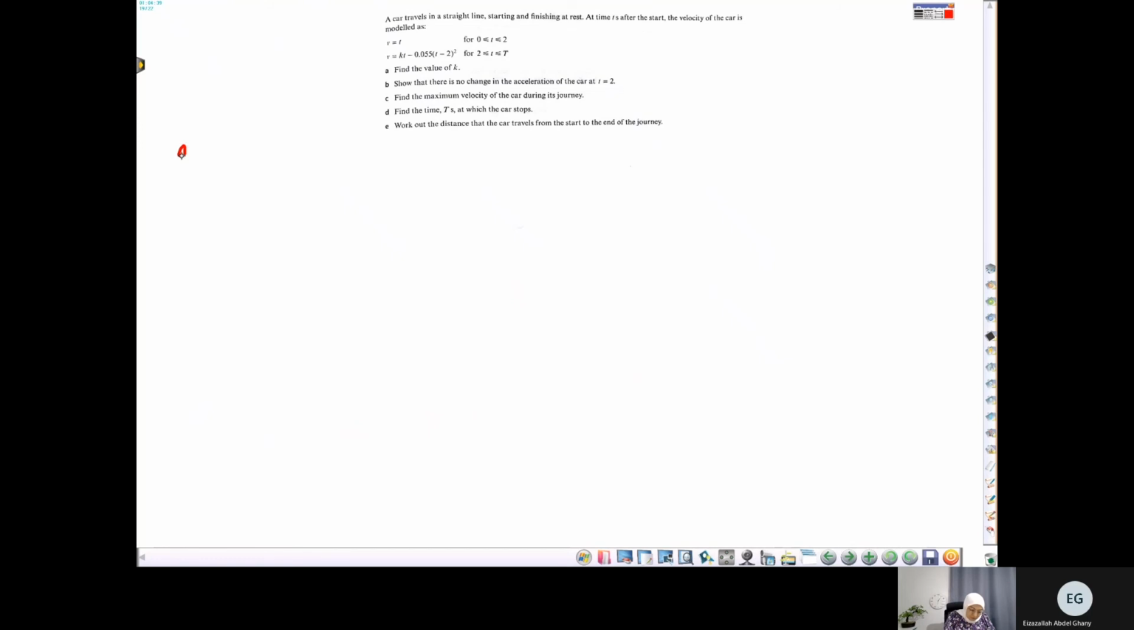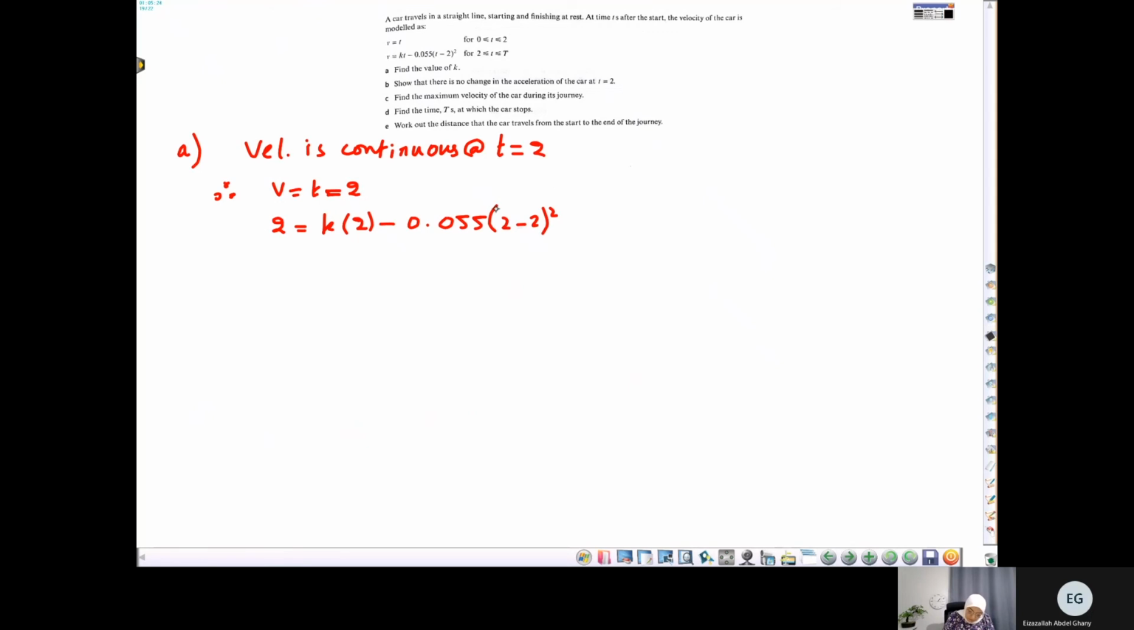So question A: because velocity is continuous at t equals 2, for the first stage you will put v equals 2. In the second stage, you will write 2 equals k times 2 minus 0.055 times (2 minus 2), which is 0. So the whole term will be 0. It means 2 equals 2k, so divide both sides by 2: k equals 1.